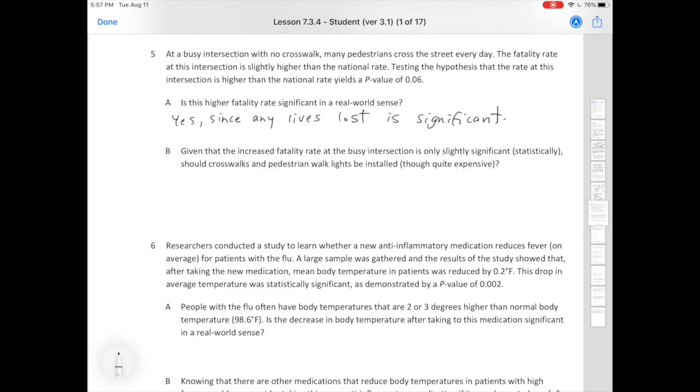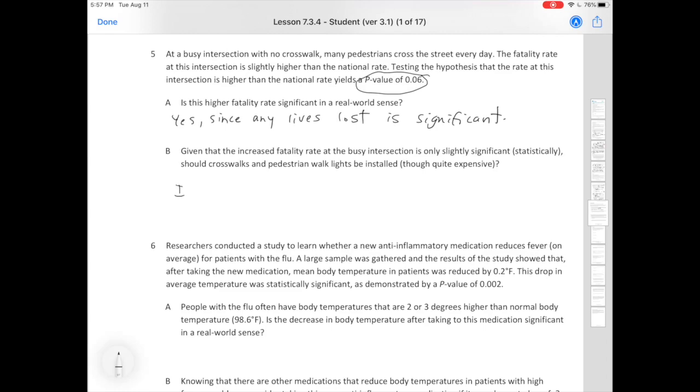Given that the increased fatality rate at the busy intersection is only slightly significant statistically, should crosswalks and pedestrian walk lights be installed, though quite expensive? Now, what do they mean by slightly significant? And that comes from this, right? We had a p-value of 0.06, which actually is not considered significant if we look at 5% as the cutoff. If we looked at 10% as the cutoff, then this would be significant, but you could see that it's kind of weak, right? As soon as you get above 5%, it's kind of weak. What that means is that we're not sure if we made an error here or not.